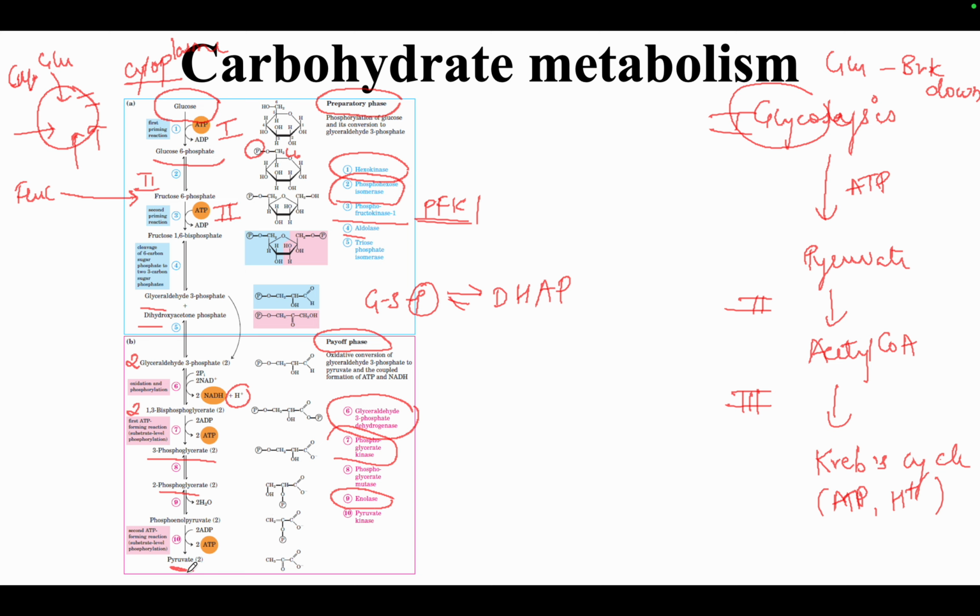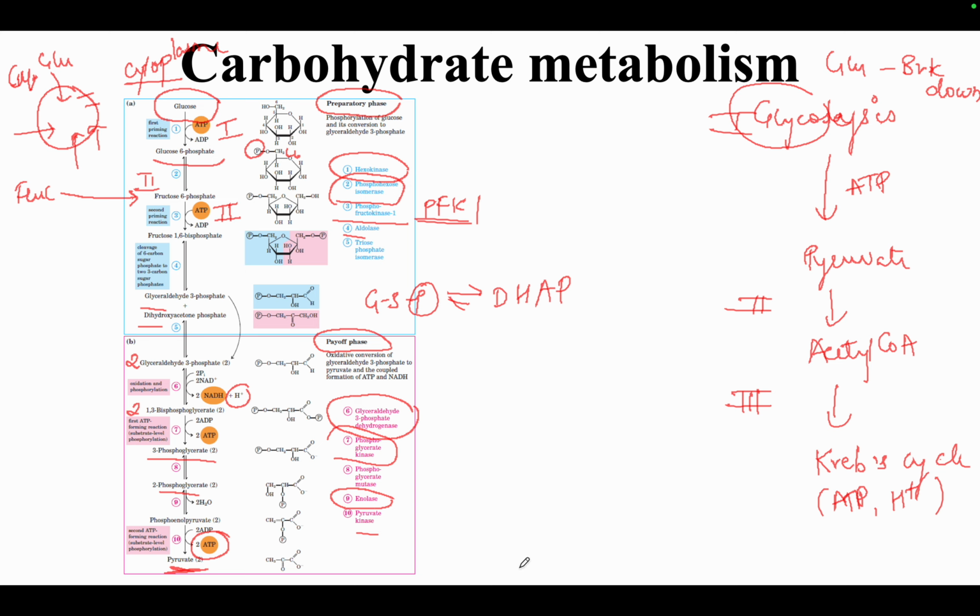So as I mentioned before, the final step is the pyruvate, so we are getting there. The final step is pyruvate kinase. Again there is a kinase enzyme involved, and we'll get production of ATP here.